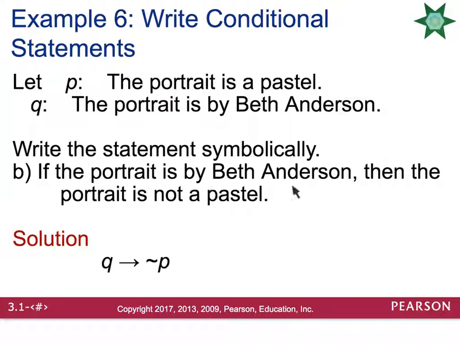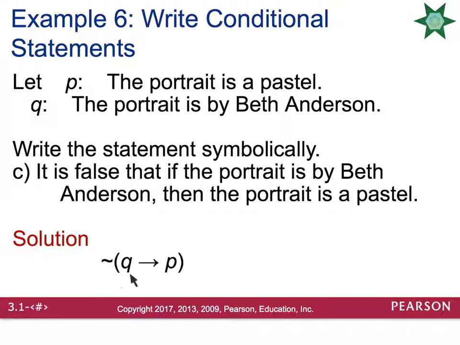If the portrait is by Beth Anderson, then the portrait is not a pastel. So that would be Q, the portrait is by Beth Anderson, arrow, negation P, because then the portrait is not a pastel. So we're going to have negation of P as the second statement, the consequent. Remember, this is our antecedent, this is our consequent.